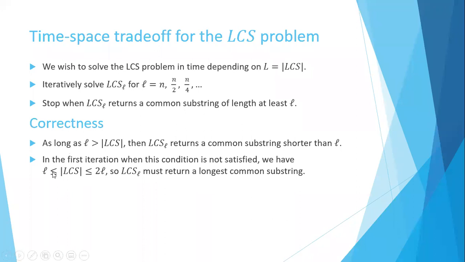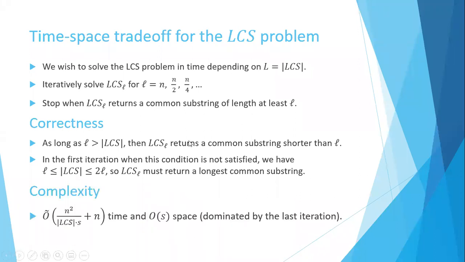And of course, as long as we don't get to the last iteration, then our guess is larger than the LCS, and of course, LCS_L can't return a common substring that is larger than or equal to this guess L. And overall, the complexity of it is O tilde of the space, of course, is order of S, and for the time, because we're iterating, the time is dominated by the last iteration, which ends up to be O tilde of N over the size of LCS times S, plus N time.